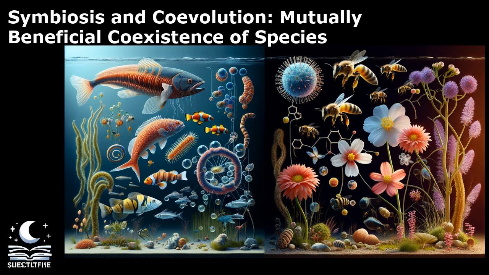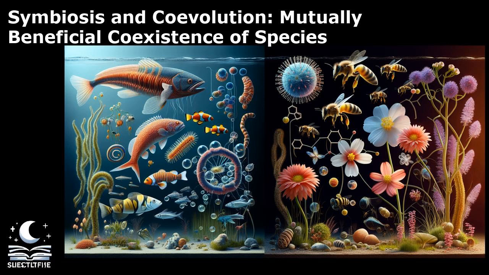Another intriguing example of coevolution is the arms race between predators and prey. Predators evolve better hunting strategies and adaptations to catch prey, while prey species develop defense mechanisms such as camouflage, warning coloration, or toxins to avoid being eaten. This constant back-and-forth evolution between predators and prey drives the diversification of species and shapes entire ecosystems.